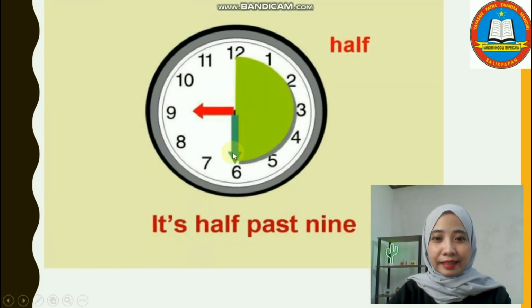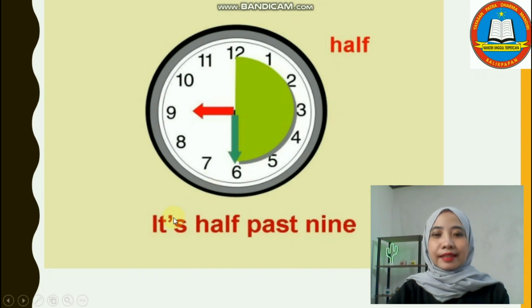Look at this big hand, it is at 6. Because it's at 6, it called half. When the big hand at 6, it calls half. And look at the small hand, it's at 9. So it's half past 9. Because this big hand is at 6 and the small hand is at 9, so it calls it's half past 9. Let's move.